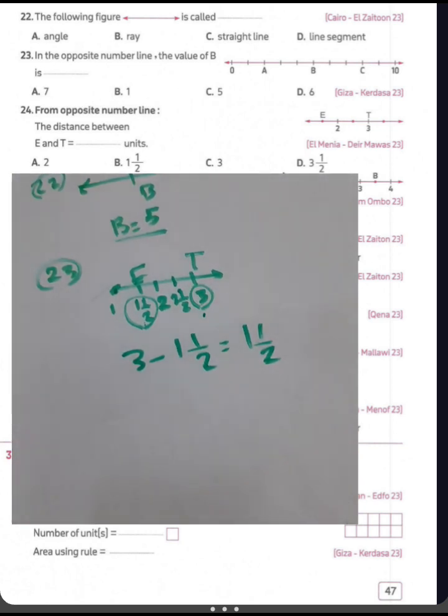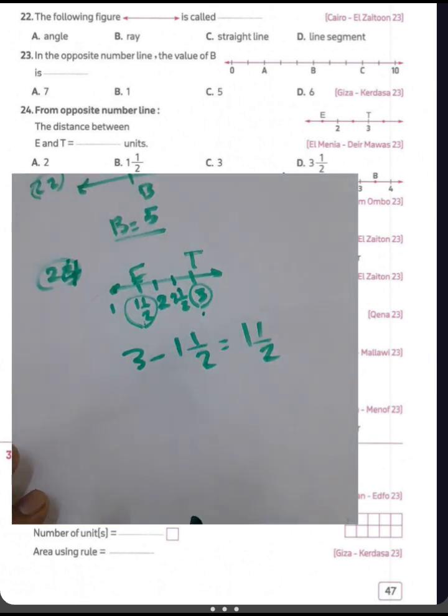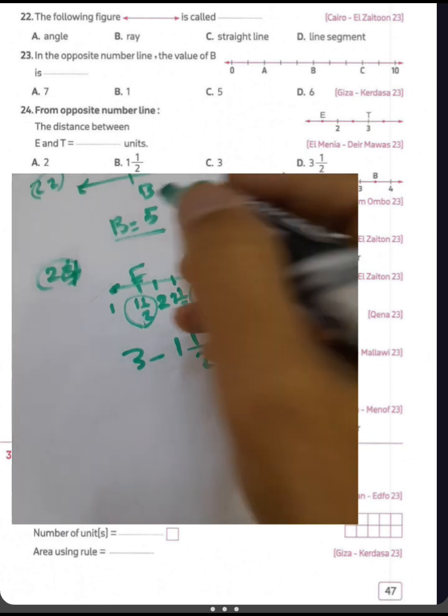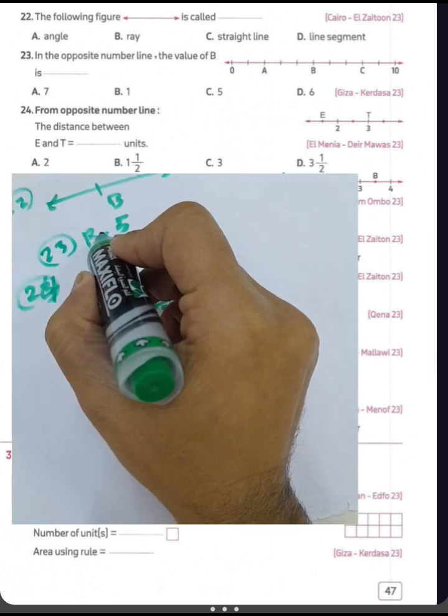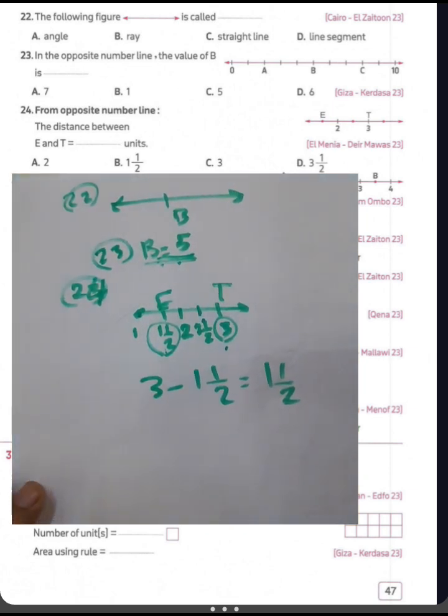Question 23, you must choose the letter here. It was question 24. Okay, I solved question 23: b equals 5, letter C. For question 24, the result will be 1.5, which was letter B.